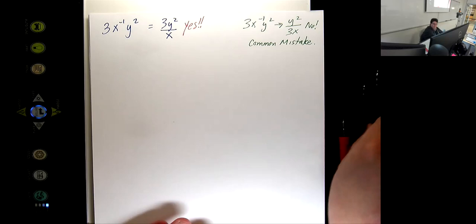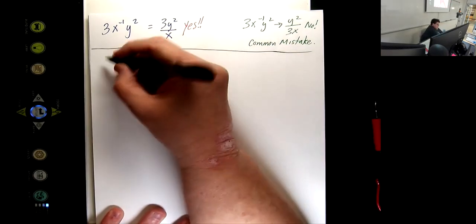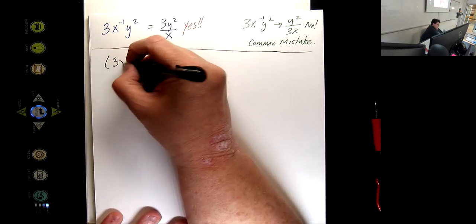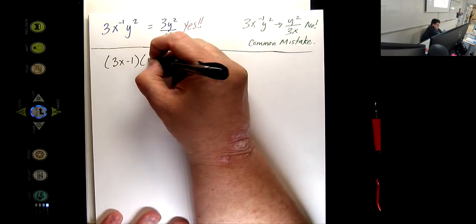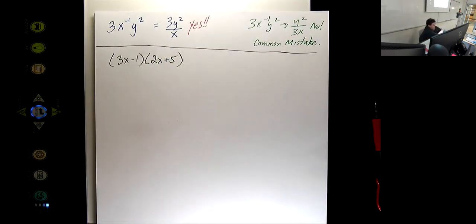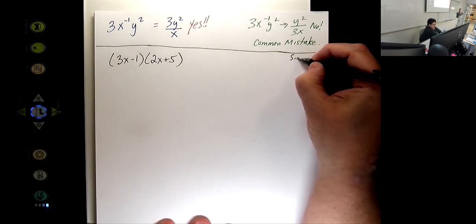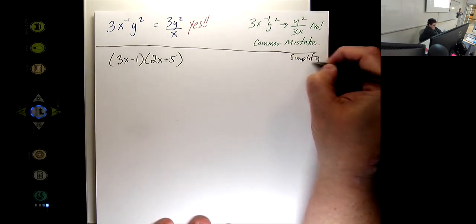All right, let's do some multiplying of some polynomial terms. Let's start with 3x minus 1 times 2x plus 5. Let's multiply that out. So your goal here is to simplify without parentheses.